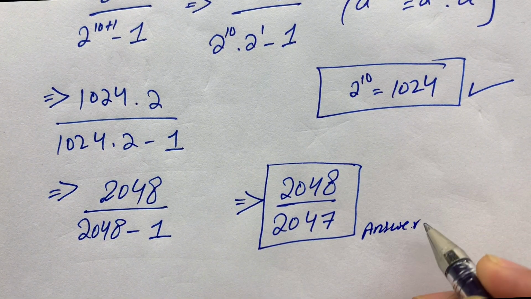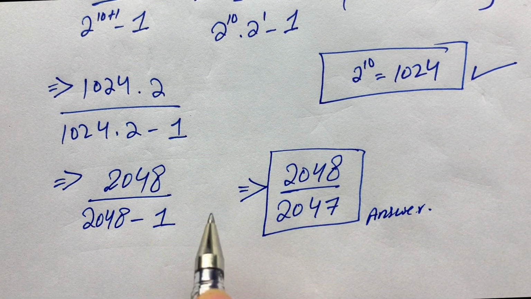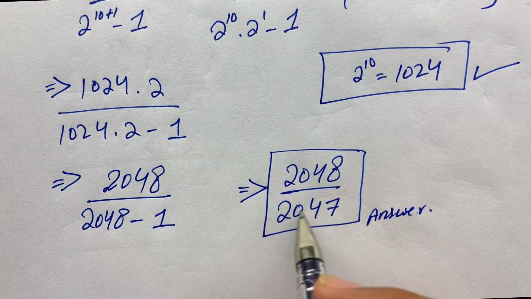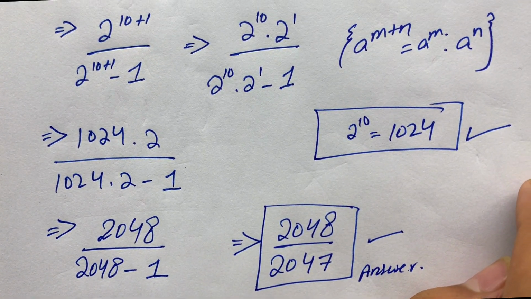This is our answer for this math Olympiad problem. Our answer is 2048 divided by 2047. This is a very simple and tricky math problem.